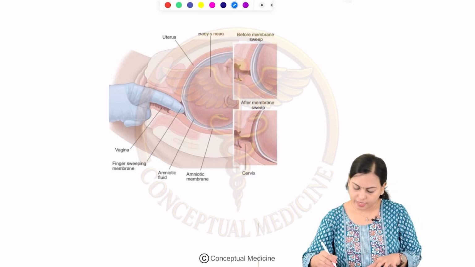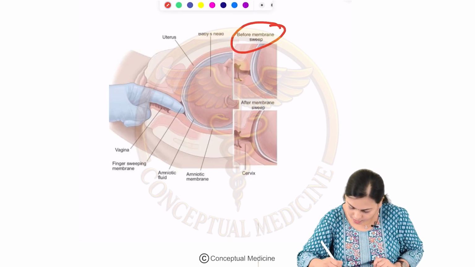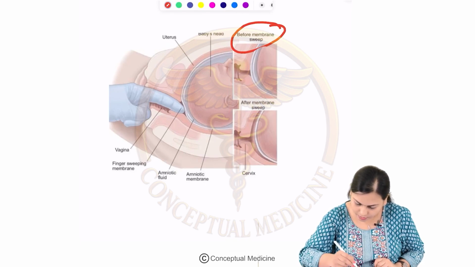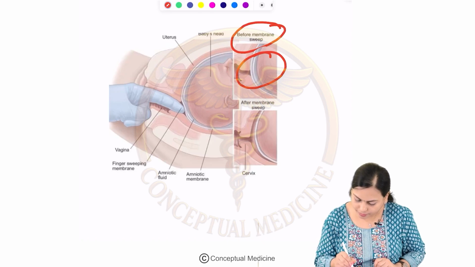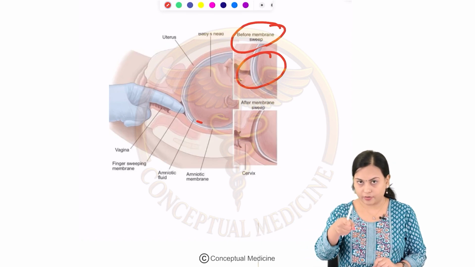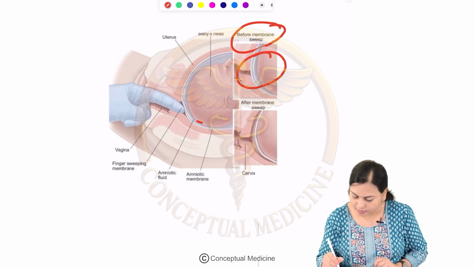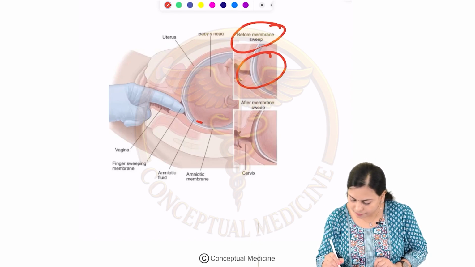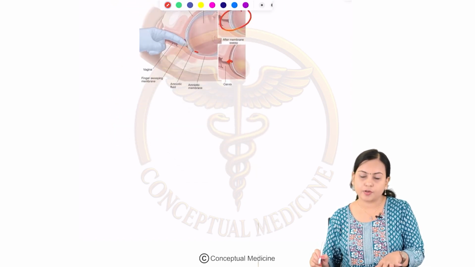If you are able to see this picture, this is before membrane sweep. There is an attachment of the membranes here, right? You are able to see the membranes are attached over here. But after sweeping, while I am stripping this membrane from the lower uterine segment, a 360 degree rotation also we have to do. We have to sweep it like this. When you do this, the membranes get separated from the walls of the cervix. Clear? This is known as stripping of membranes.